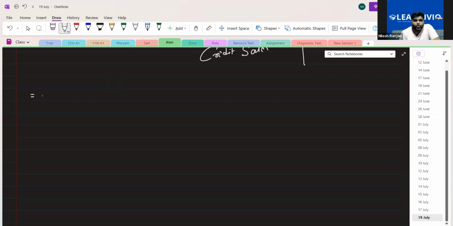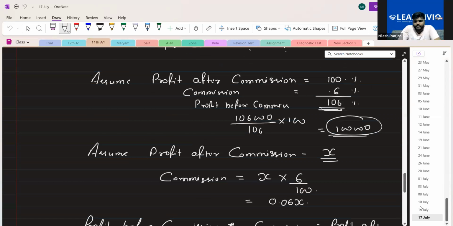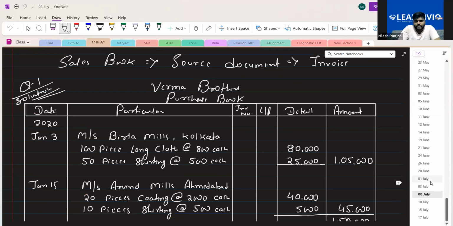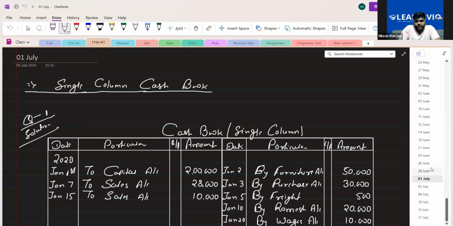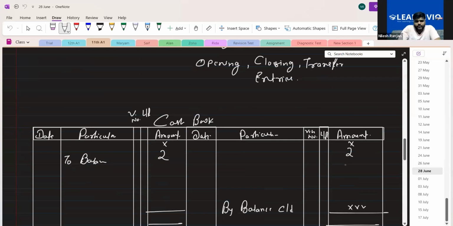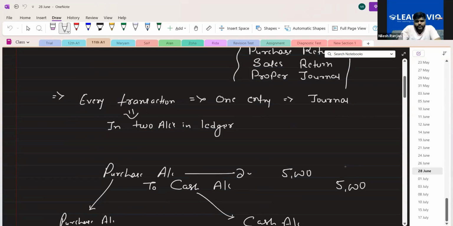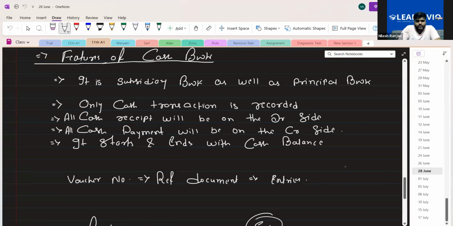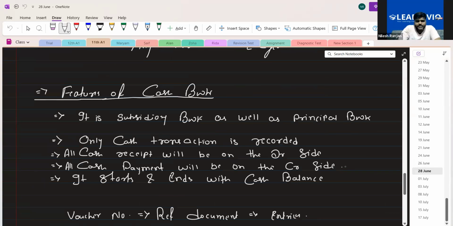That's why there are some rules that you have to follow, like all the cash receipts, all the cash. So is this chapter actually easy? What do you think? Yes, you can see these are the features of cash book.